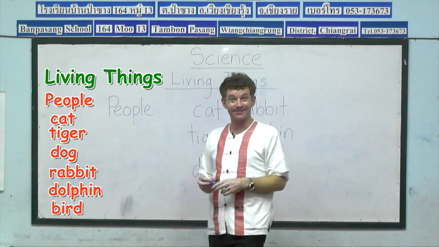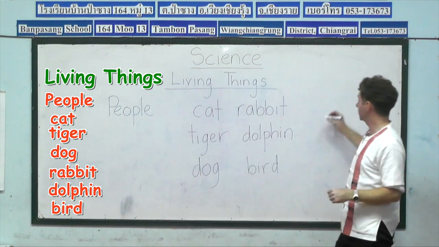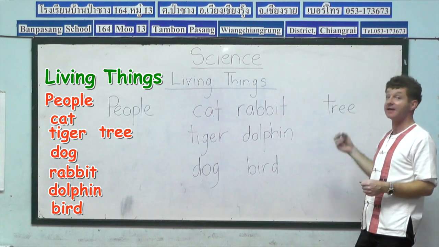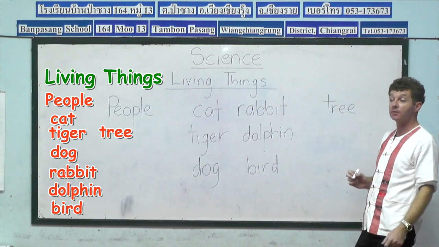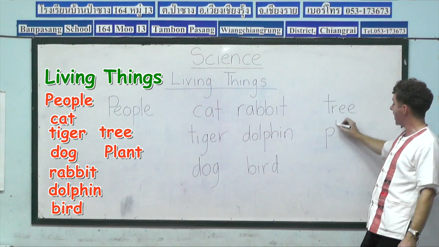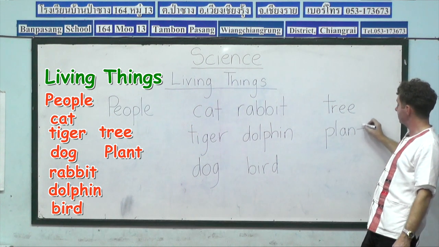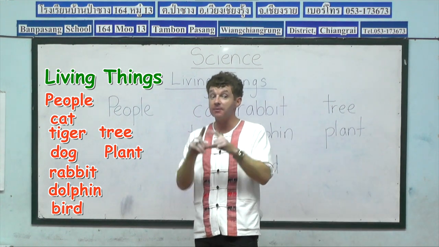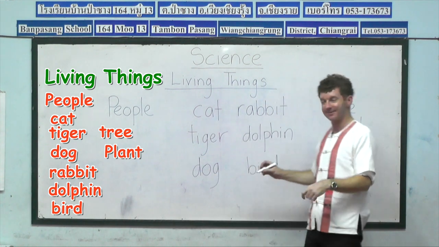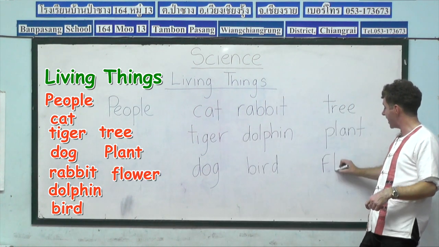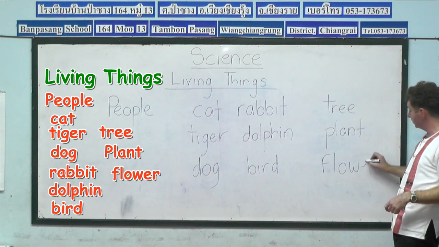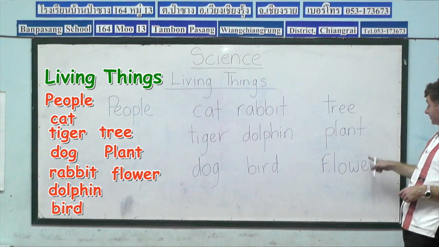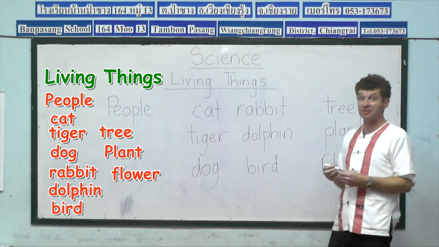Tree. Excellent. Tree and plant. T, R, E, E. A tree is a living thing. And then I heard another example. Plant. P, L, A, N, T. And how about beginning with F? Similar to tree, plant, very pretty, lots of color, flower, yes. F, L, O, W, E, R. Tree, plant, flower, all living things.